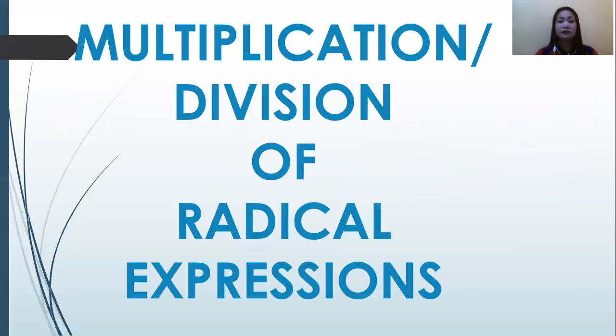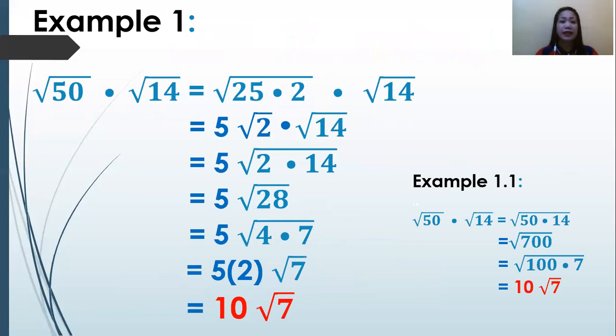So let's proceed to multiplication and division of radical expressions. Example number 1, we have the square root of 50 times the square root of 14. We can do other processes. We have the long method and the short method. In the short method, you can multiply 50 times 14, so it is equal to 700.